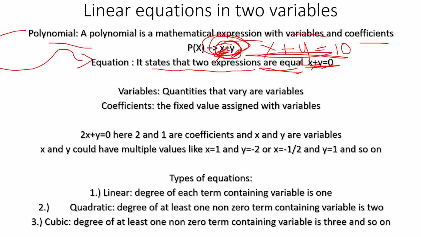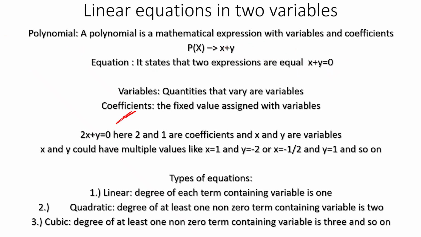Next, what are coefficients? The fixed value assigned with the variable. What are our variables here? x and y. x and y are variables, and the fixed value that is assigned with them is known as the coefficient. Okay, the real numbers that are assigned with our variables are the coefficients. So here the coefficient of x is 1 and coefficient of y is 1. If you consider this expression, for example 2x plus y, here coefficient of the variable x is 2 and coefficient of the variable y is 1.